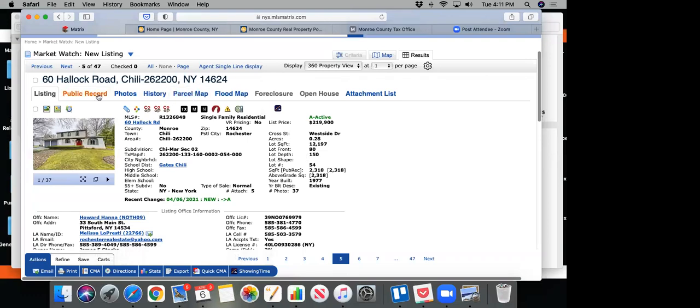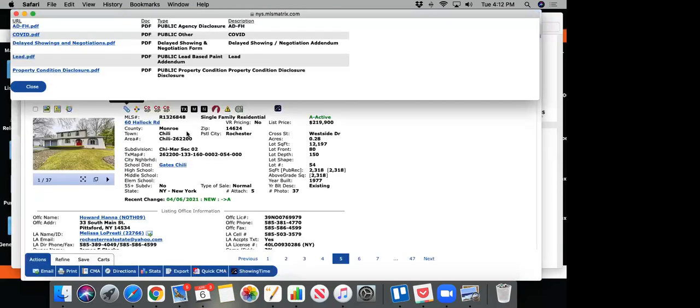Another cool thing is, remember how I said you have to upload the property condition disclosure and lead disclosure as a supplement or an attachment? If you click this paper clip, you'll see your COVID, your delayed negotiations, your lead, and your property condition disclosure all there. That's what it looks like when you put it into the MLS.